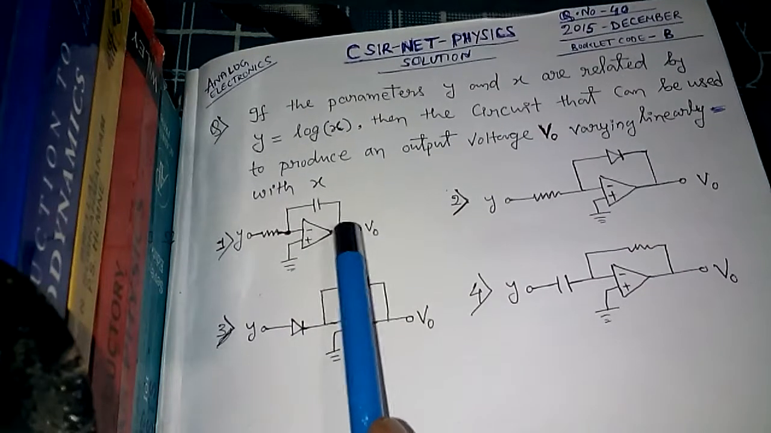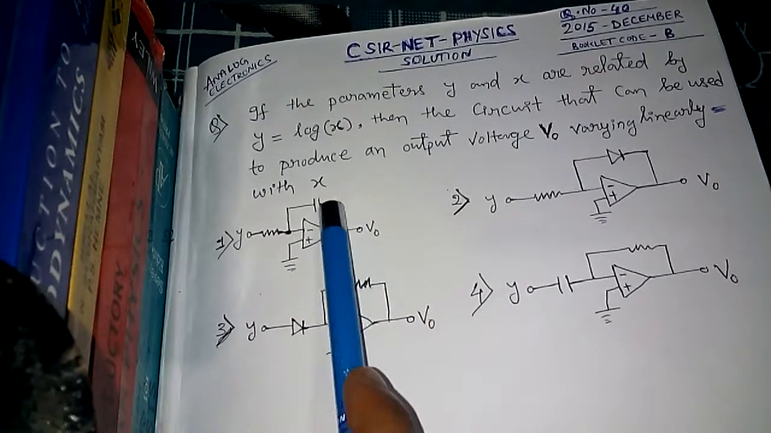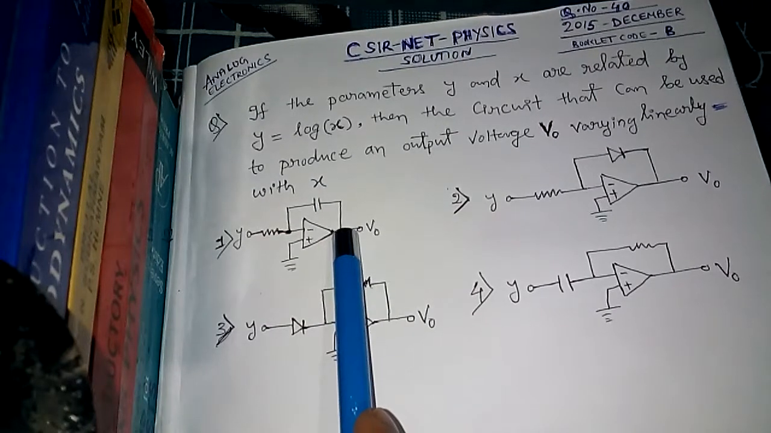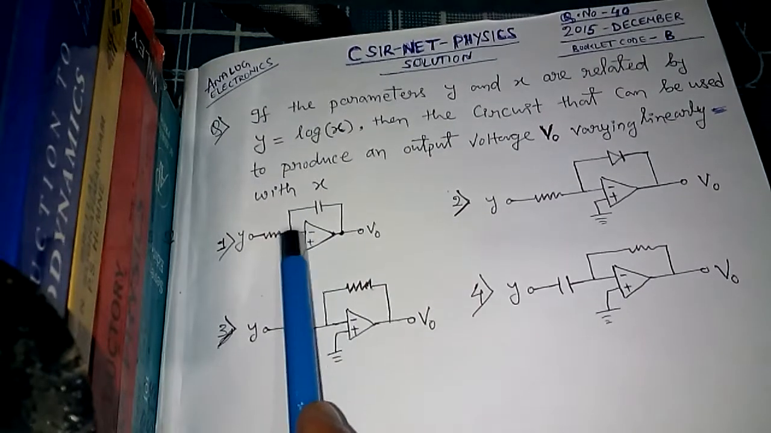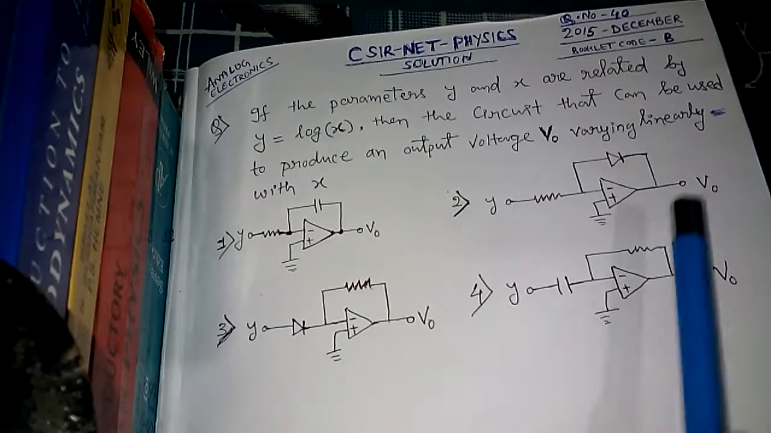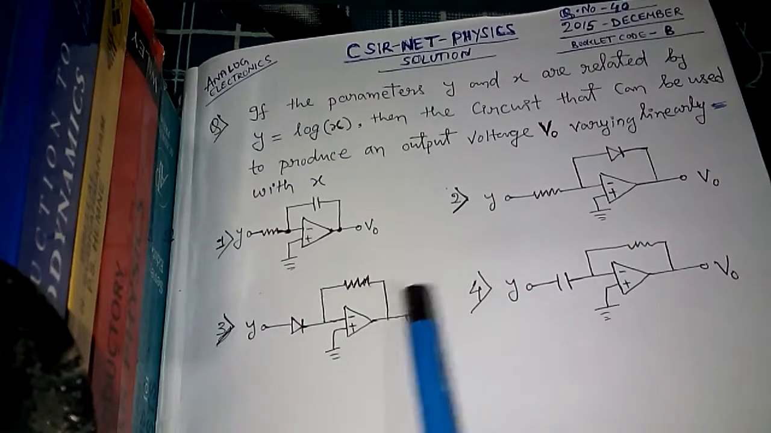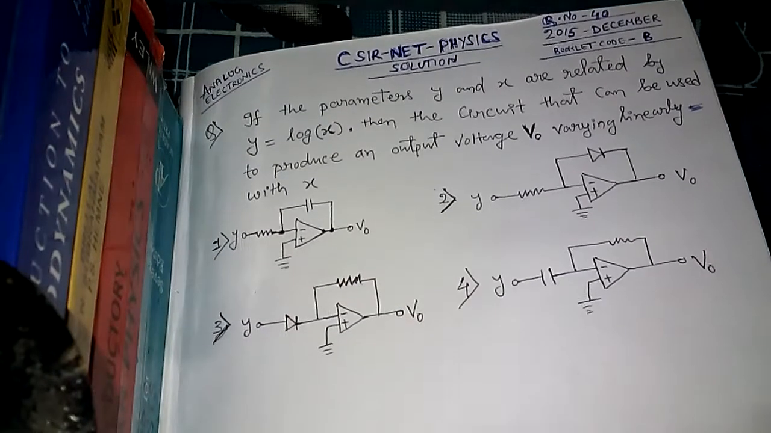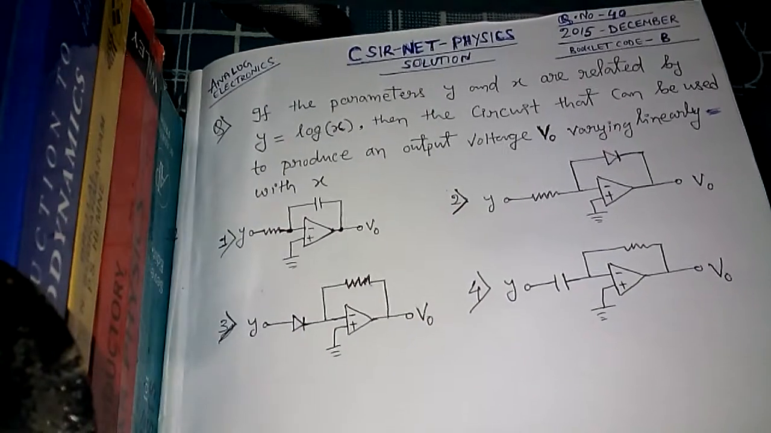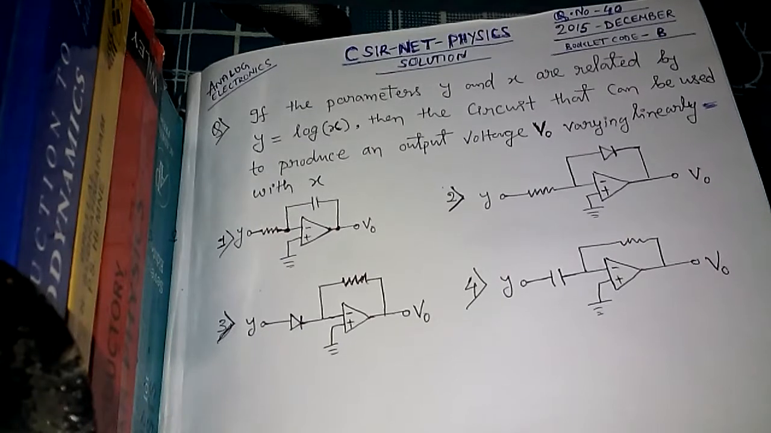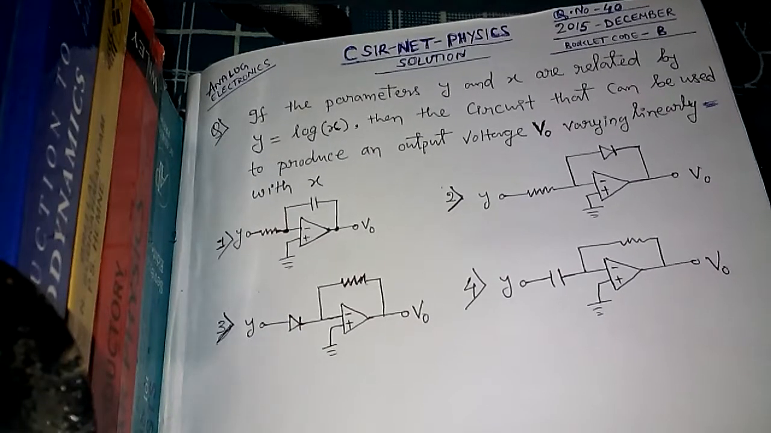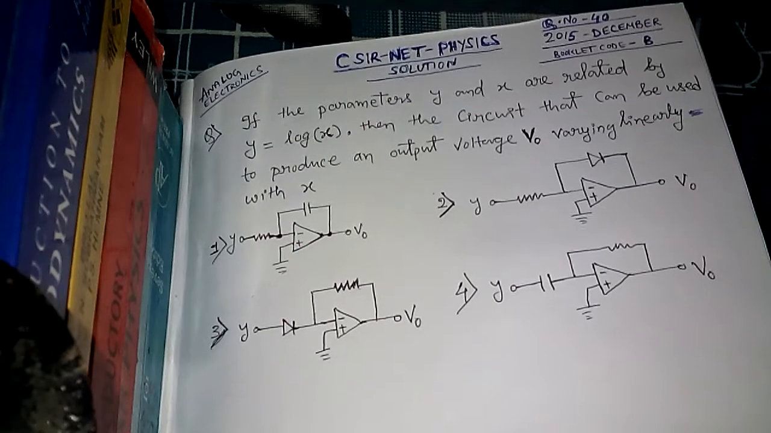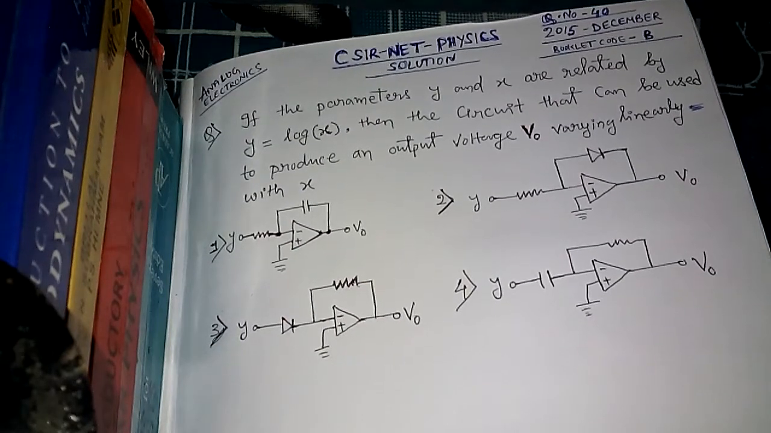All of them have negative feedback. See here, it is the negative feedback. That means a path from the output terminal goes to the input terminal. Here also negative feedback, and here also negative feedback. All the circuits are non-linear operational amplifiers. Why the word non-linear? It is because these circuits give us non-linear operation on the input.